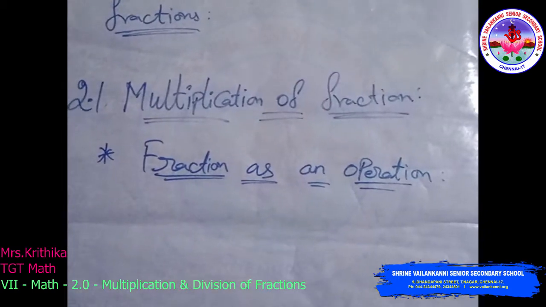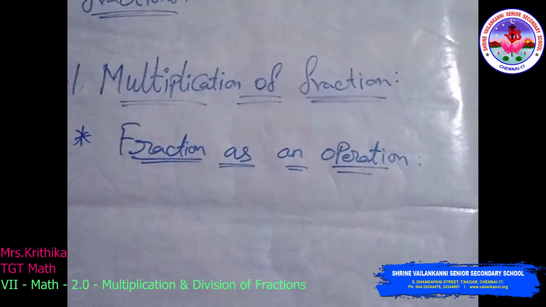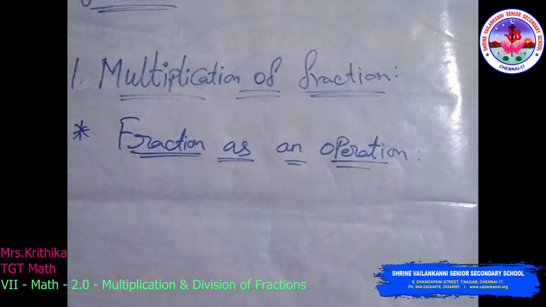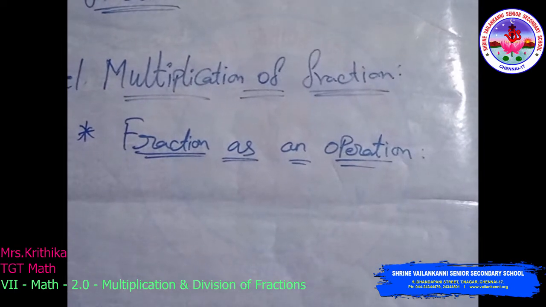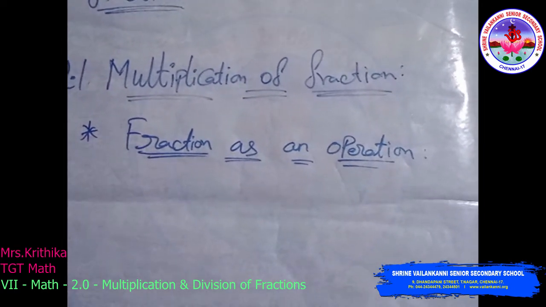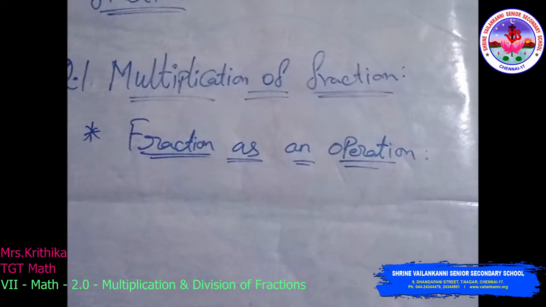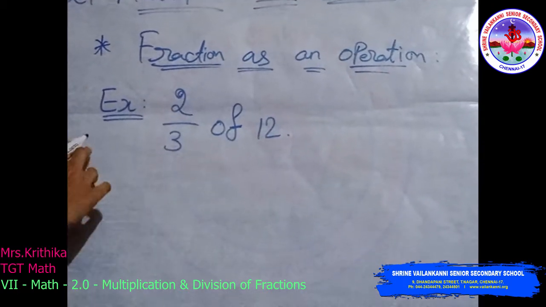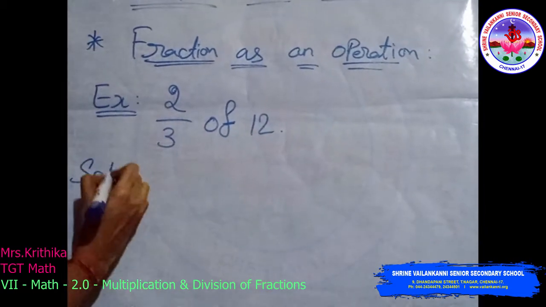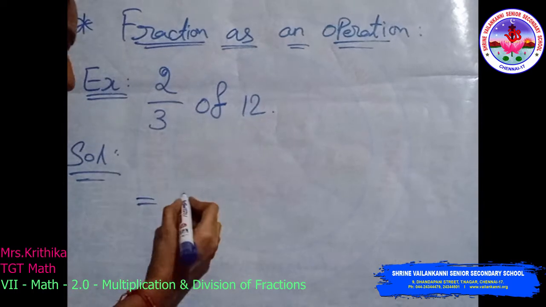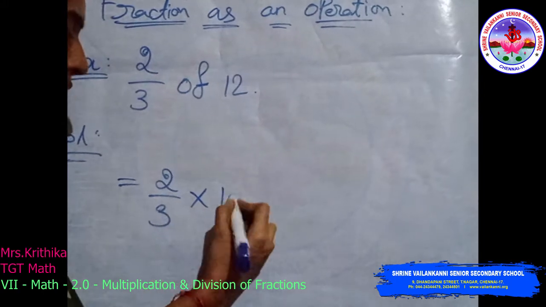The next one is fraction as an operator. When a fraction is used with the word of, it acts as an operator, and we say that the fraction operates on the quantity. It can cause a quantity to increase or decrease. For example, 2 by 3 of 12. Write the solution. Here of means 2 by 3 of 12.